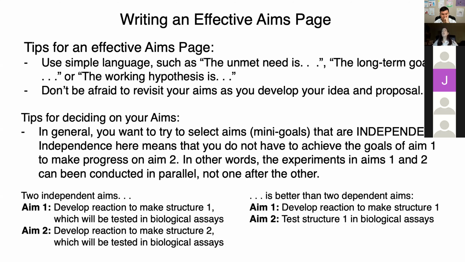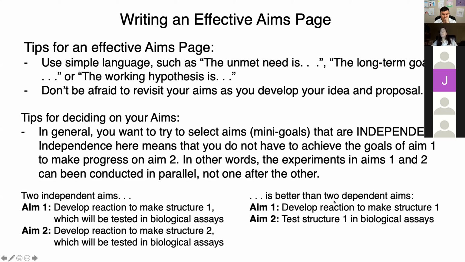Let me give you an idea of what independence means in terms of your aims. For example, 2 really nice independent aims would be: aim 1, I'm going to develop a reaction to make my structure, and then I'm going to test it for biological activity. And aim 2 would be, I'm going to take my reaction, make a different structure, and test it for biological activity. Those 2 aims can be done in parallel because you really have 2 different structures you're pursuing.